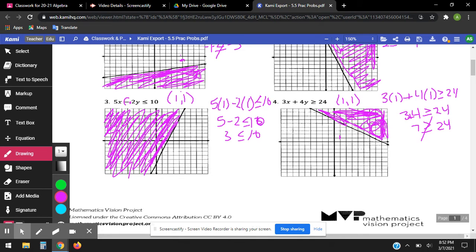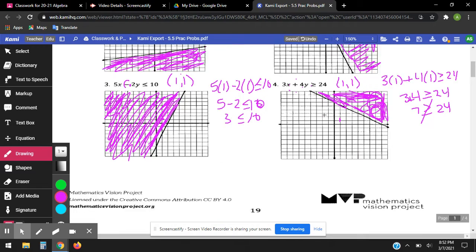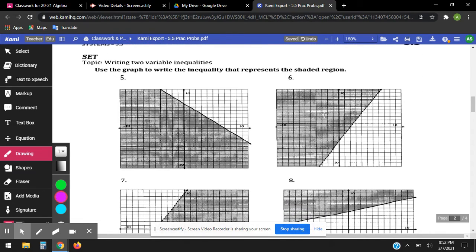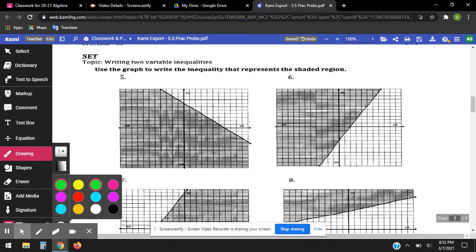All right. So again, y is greater than. No negatives involved. It picks the greater than. Let's try them on these sides. So here, use the graph to write the inequality that represents the shaded region.